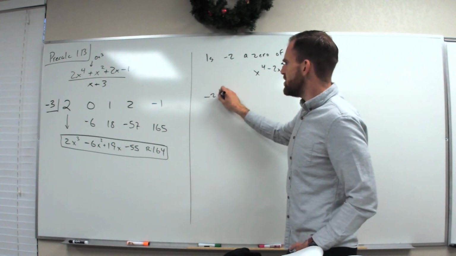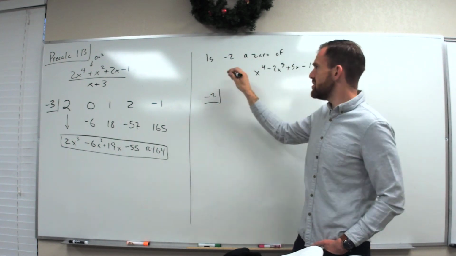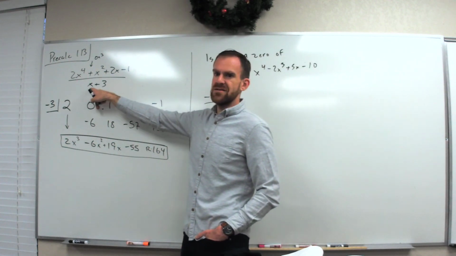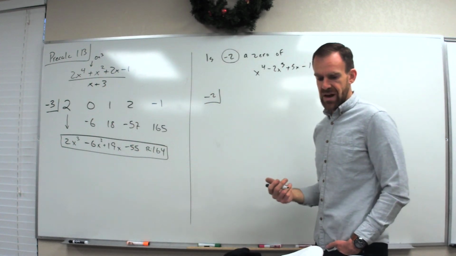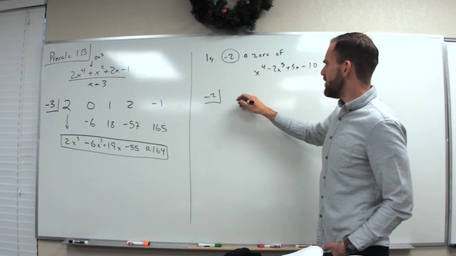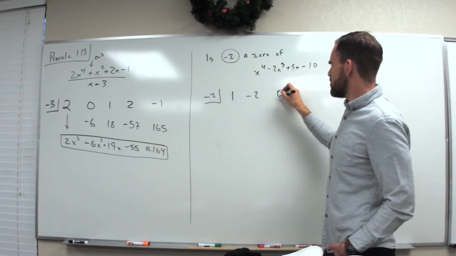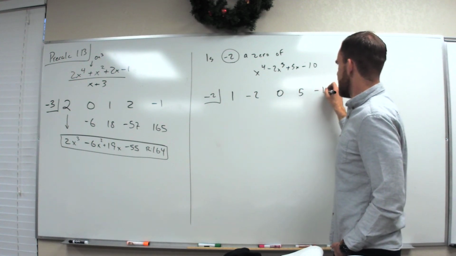So, negative 2 goes into the box. Notice that I use the number because that's my x value already. Here, I define my x value because they didn't give me x. Okay? Then, I'm going to write the coefficients. 1, negative 2. I'm missing the x squared, 5, and negative 10.